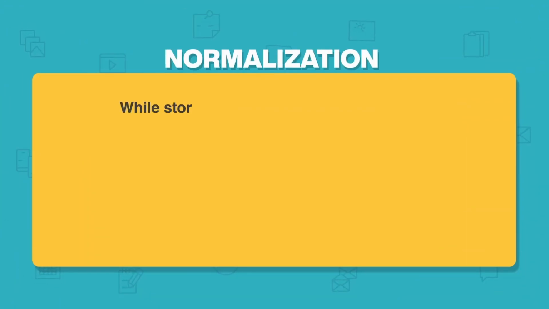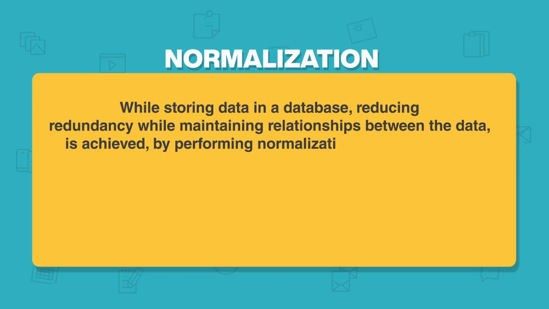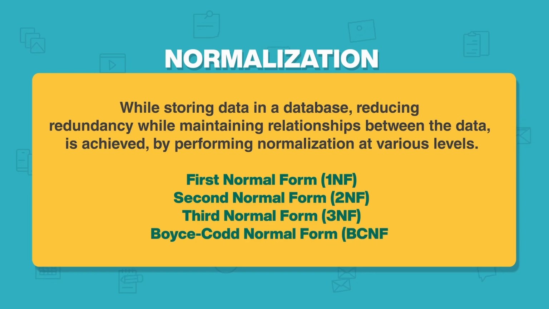As we have seen, while storing data in a database, reducing redundancy while maintaining relationships between the data is achieved by performing normalization at various levels. First normal form, second normal form, third normal form and Boyce-Codd normal form.